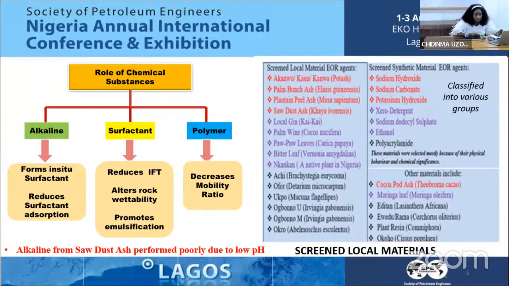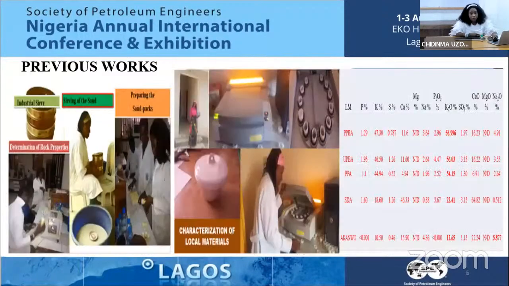We worked with over 27 local materials, classified them into various groups. At this stage, some were dropped, like alkaline from sawdust ash, which performed poorly because it had a pH less than 9.6, and a pH of 9.6 and above is needed for the alkaline to undergo saponification with the acidic components of the crude to form in situ soap. Nkanka, a native plant in the eastern region of Nigeria, was also dropped at this stage.